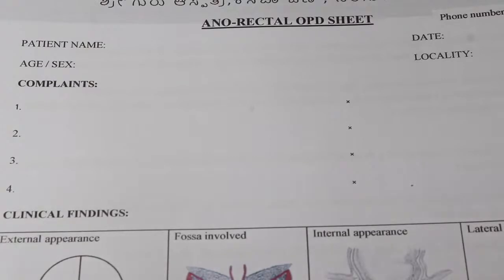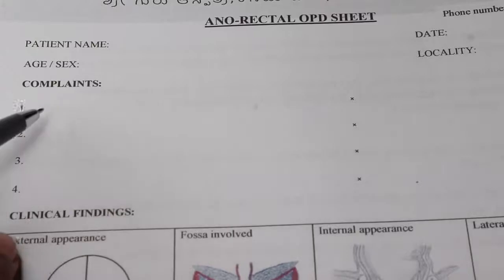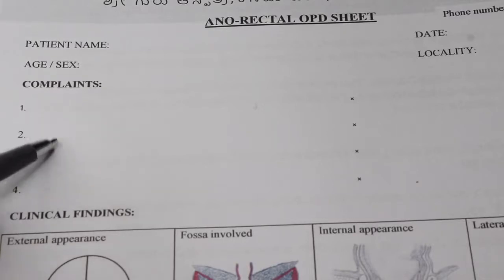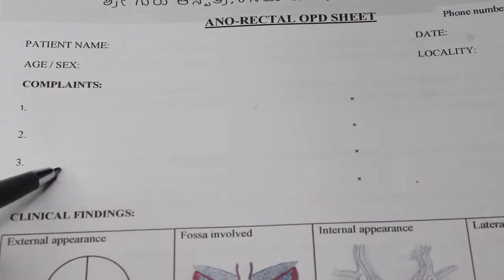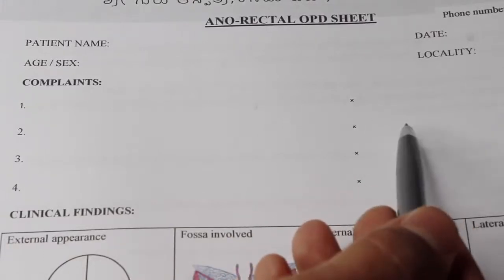Based on the severity of the complaints, or based on the chronological order, we can place the main complaints first, and next the sub complaints, and afterwards we can write the duration of the complaints, since how long the patient has been suffering from them.